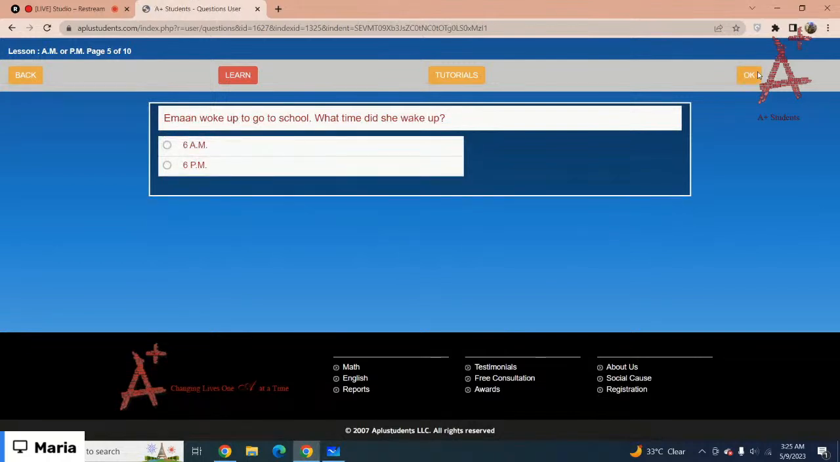Iman woke up to go to school. What time did she wake up? So which is the correct option? In the morning, you go to school in the morning, it would be 6 a.m. Very good. You woke up for school at a.m. So it would be 6 a.m.